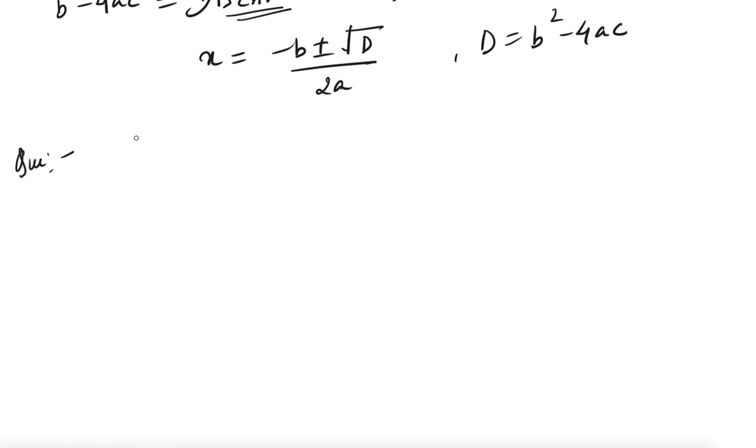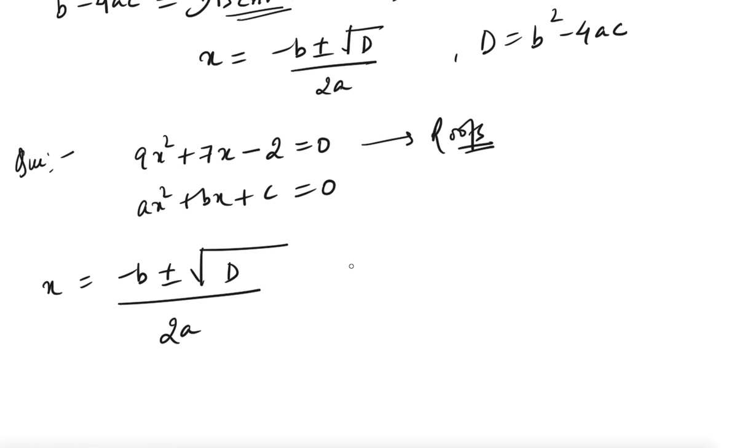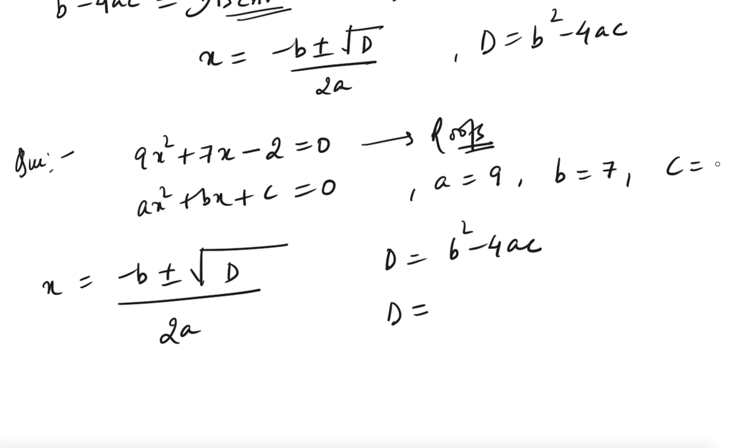Let us start with a very basic example. Suppose the question is 9x² + 7x − 2 = 0. I need to find the roots of the given equation using the quadratic formula. Now I will relate this to ax² + bx + c = 0, and I know the formula is x = (−b ± √D)/2a, where D = b² − 4ac. So let me find the value of D first. Here a = 9, b = 7, and c = −2.